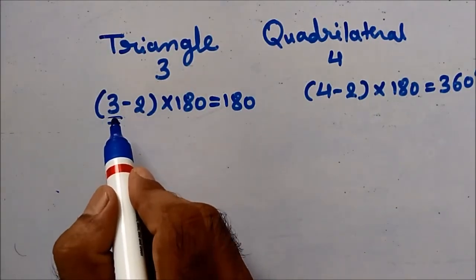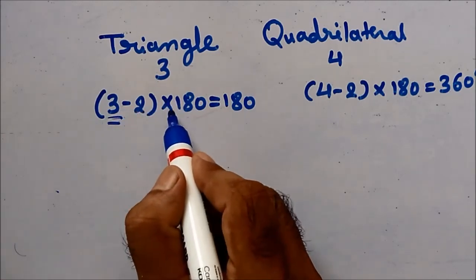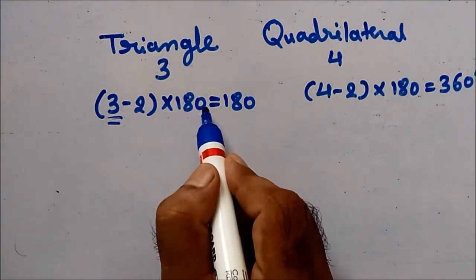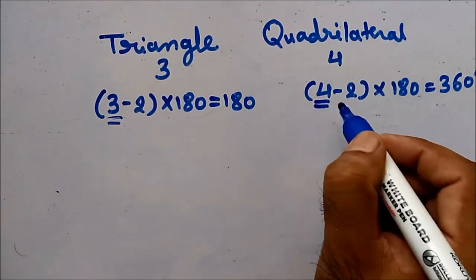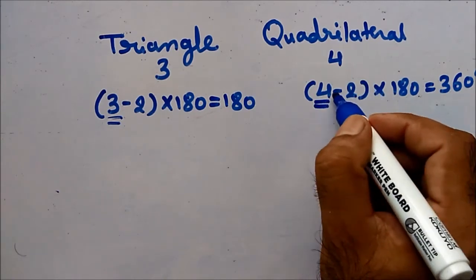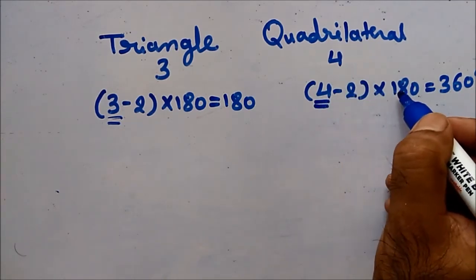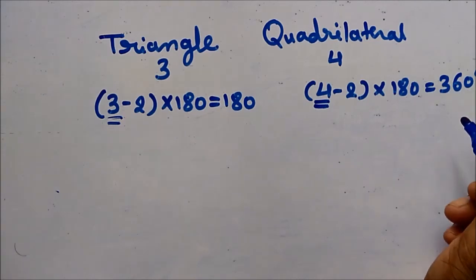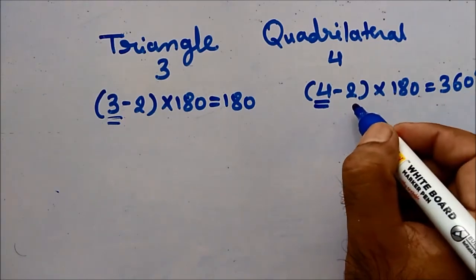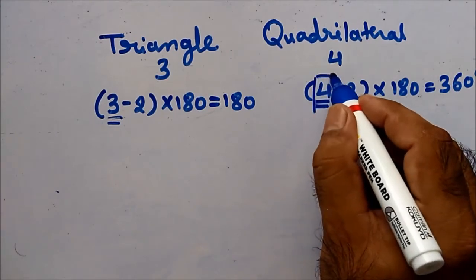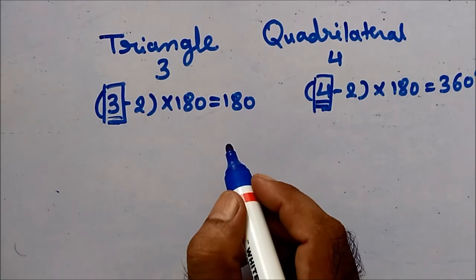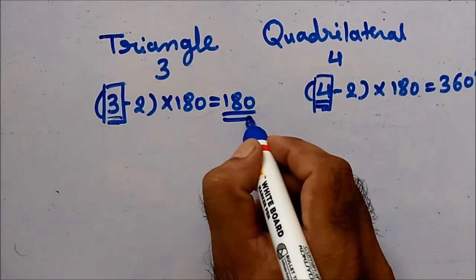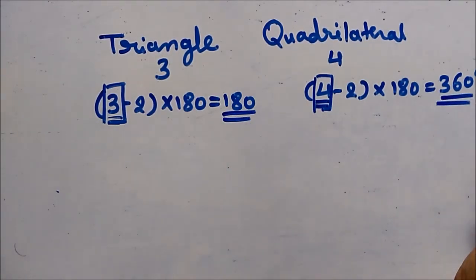So for a triangle we have 3 minus 2, where 3 is nothing but the number of sides, minus 2, into 180 gives us 180. Here for a quadrilateral we have 4, the number of sides, minus 2, into 180 gives us 360. So if we know the number of sides of any polygon, then we can find out the sum total or angle sum property of that particular polygon.